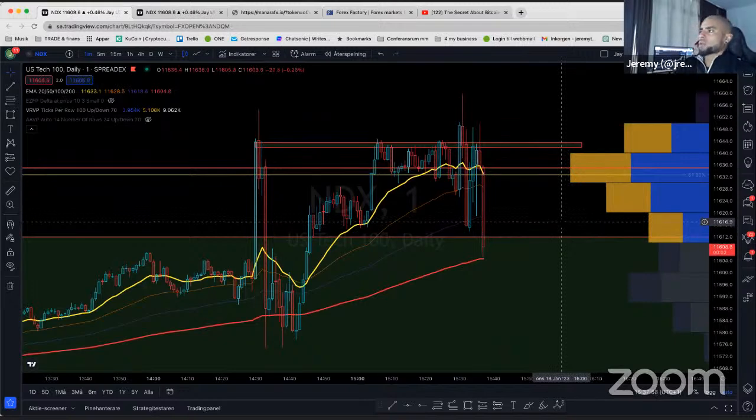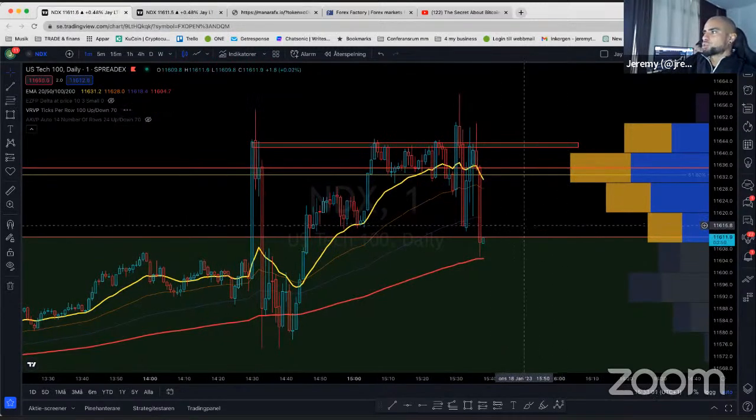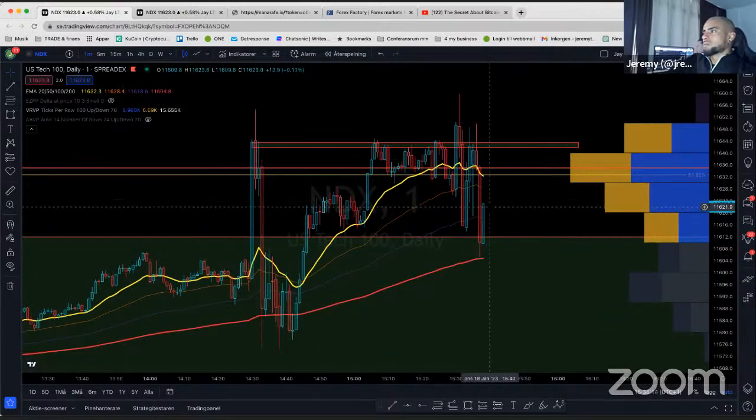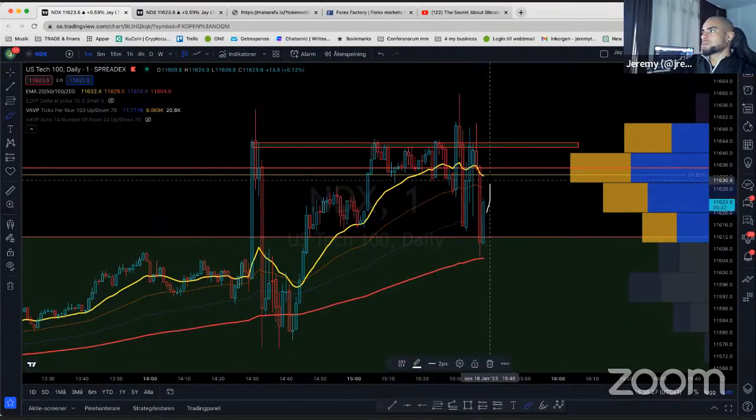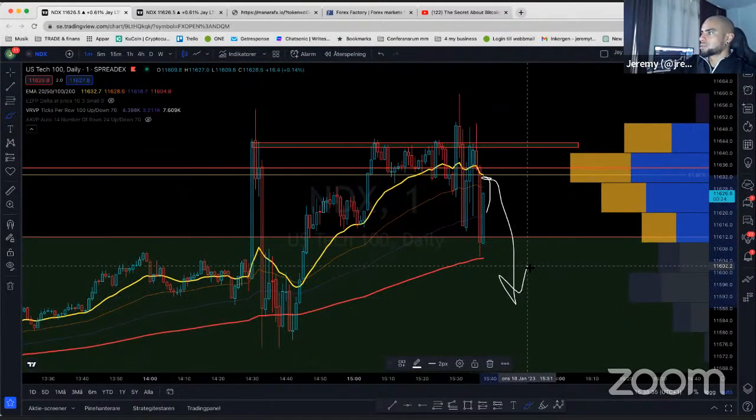So from what I'm seeing, the market has chosen its direction, and it seems like it wants to go down. Now the market is recovering a little bit from this dip. It's moving up. What could happen is it goes up, retests this resistance right here, and from that it just melts down.